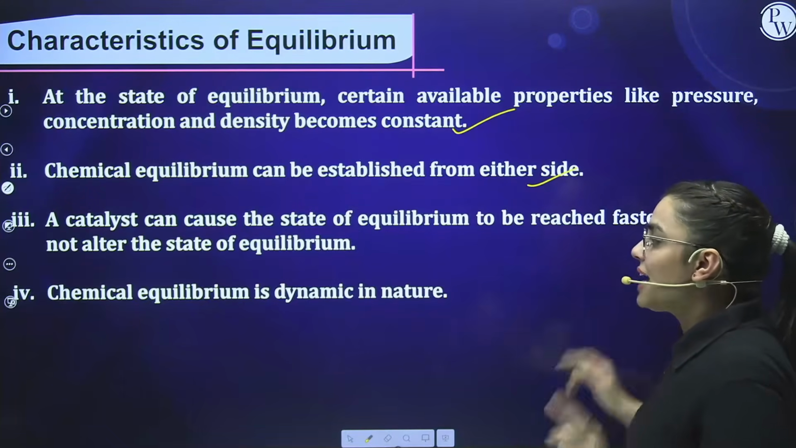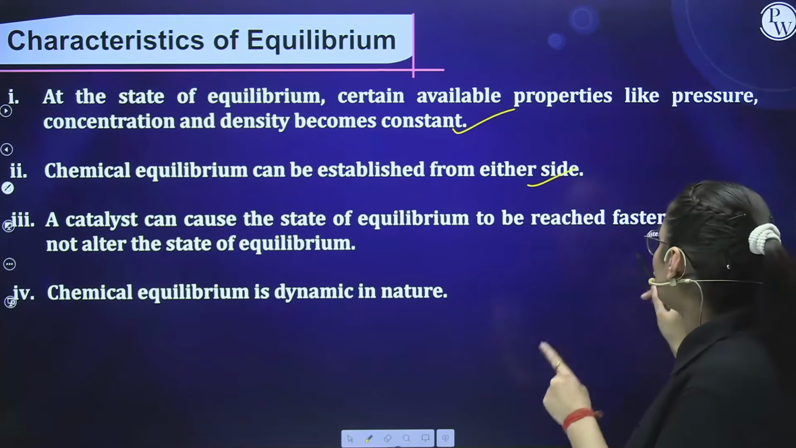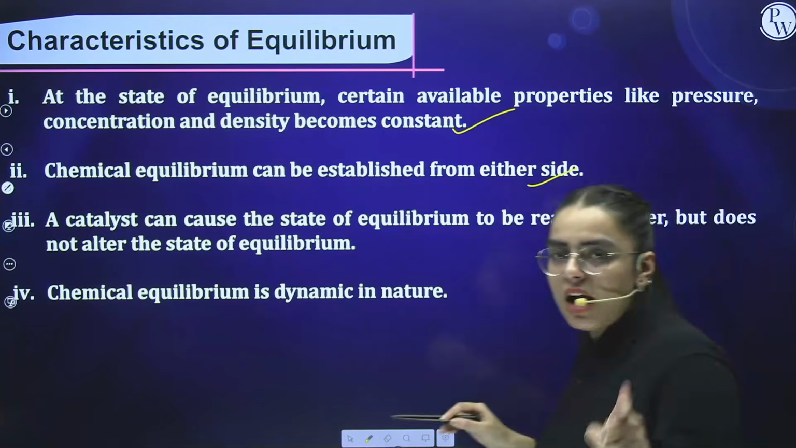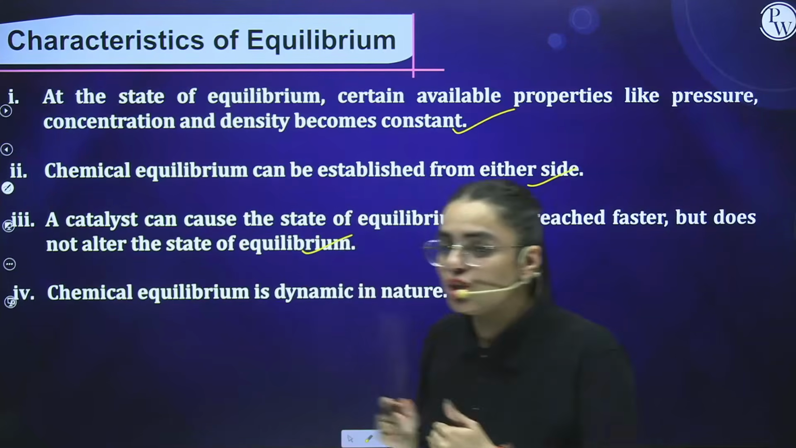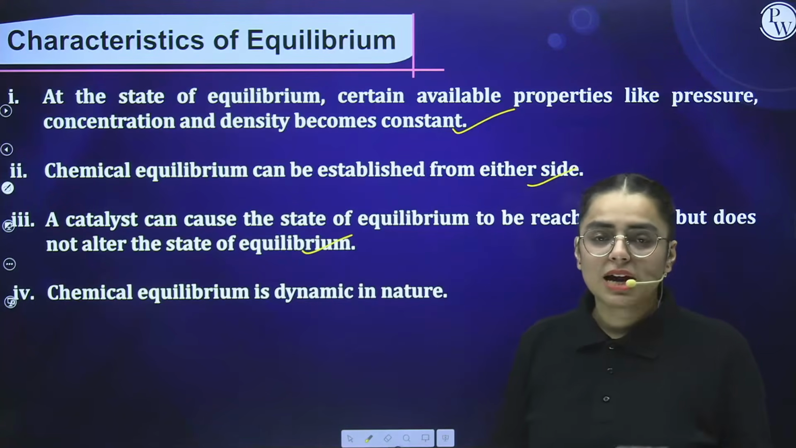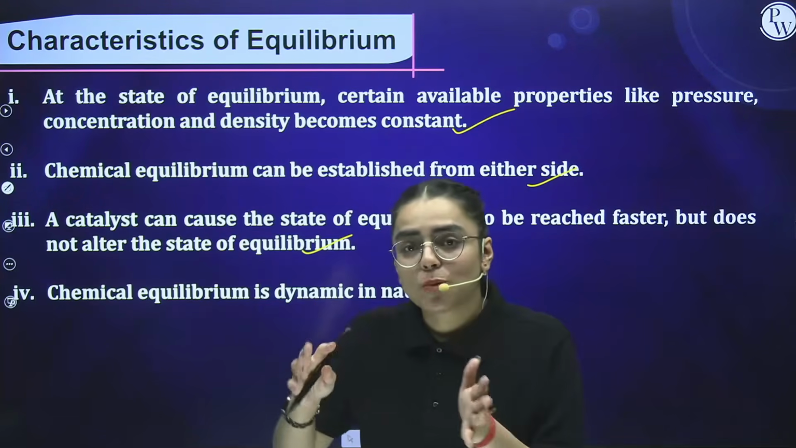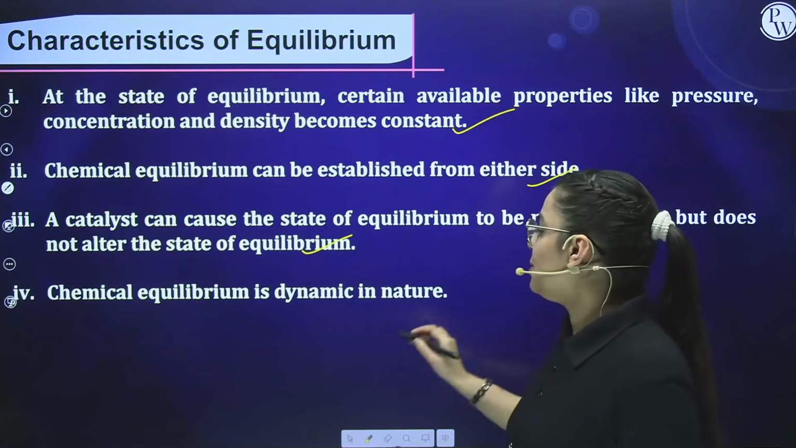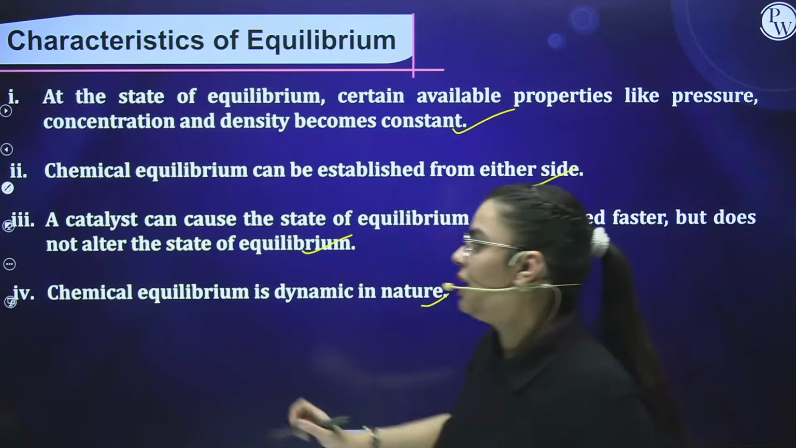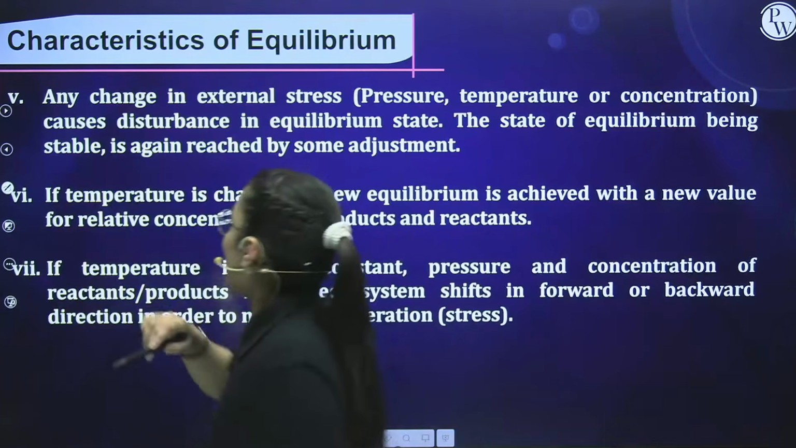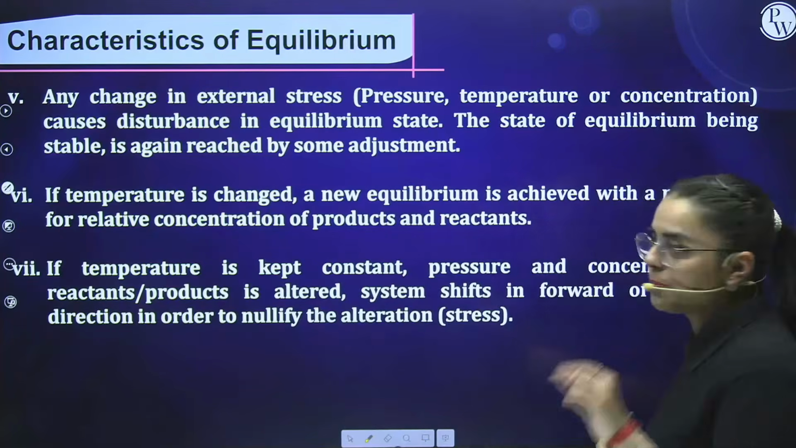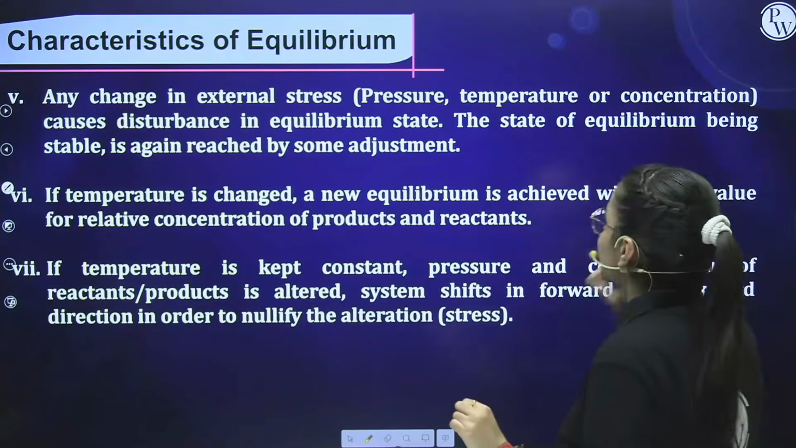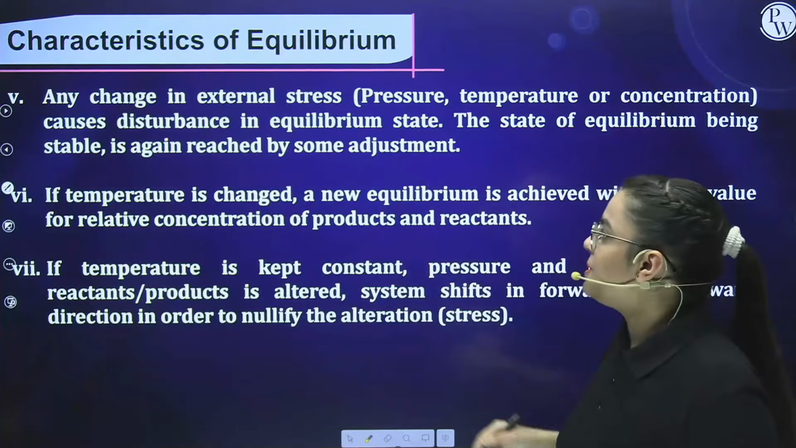A catalyst can cause the state of equilibrium to be reached faster, but does not alter the state of reaction. It is just used to speed up the reaction, but it is not consumed. It is obtained as it is when the reaction completes, right? Chemical equilibrium is dynamic in nature, students. Other than this, any change in external stress, for example, pressure, temperature or concentration, causes disturbance in the equilibrium state.